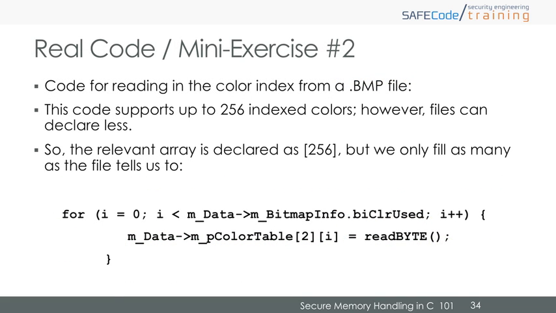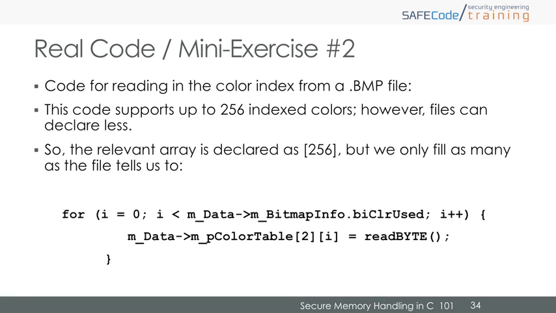But even without resorting to function pointers, indexing into an array can still result in arbitrary code execution. And here's the bitmap example. Here is code for reading in the color index from a BMP file. This code supports up to 256 index colors. However, BMP files can declare less than 256. So as frequently happens in these binary file formats, there's a number that tells us how many records are about to come next in the file, and then a sequence of that many records.